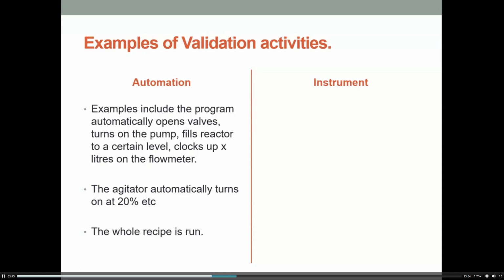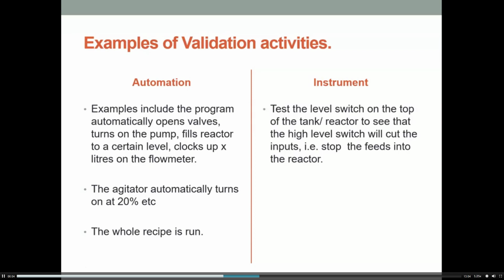Then you would check things like that the agitator is automatically turning on at 20%, etc. So you'd put it on the automation, and then you'd check it in reality and see is it doing what it's supposed to do, and check that the whole recipe runs down. You'd also check what happens if it's stopped abruptly, or if there is a cut to power or anything like that. What would happen on the automation side?